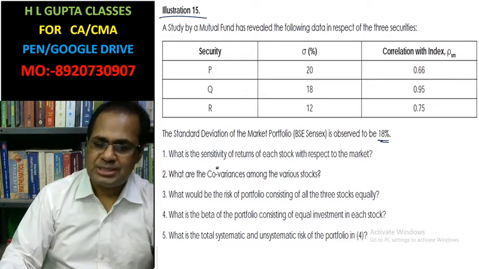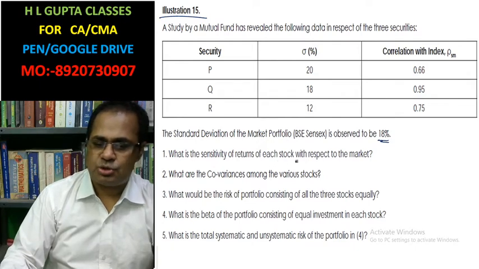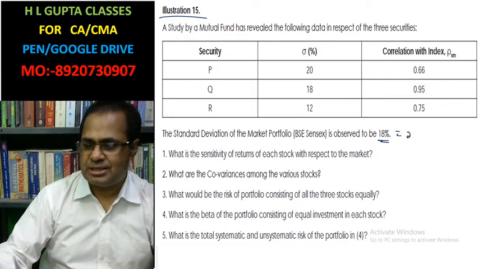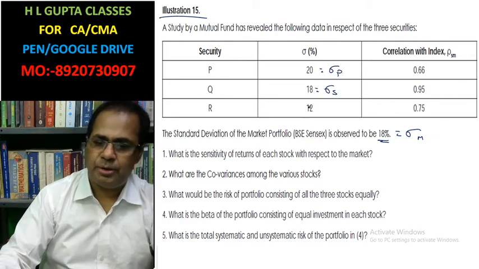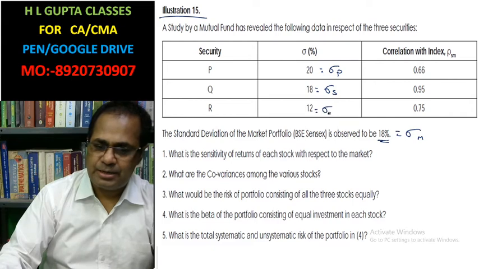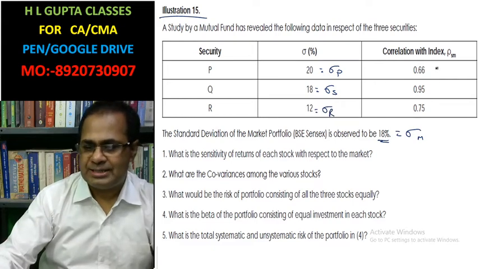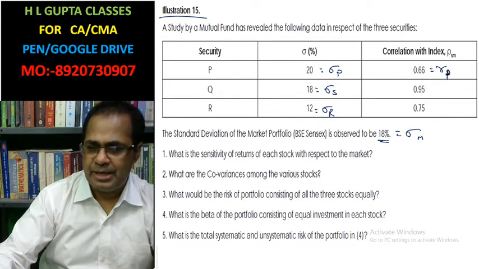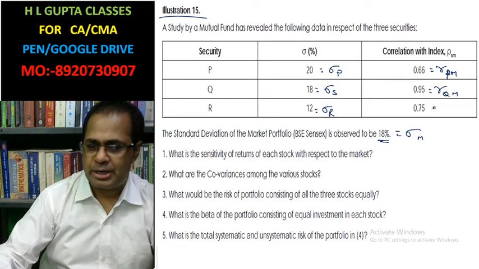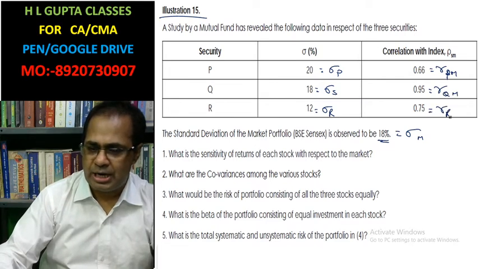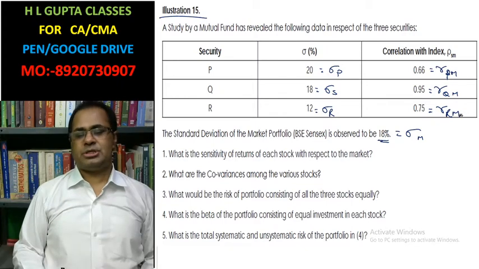So what is the sensitivity of each stock with respect to the market? This is the standard deviation of the market. This is the standard deviation of security P, this is the standard deviation of security Q, and this is the standard deviation of security R. And these are the coefficients of correlation of securities P, Q and R with the market. This information is given.